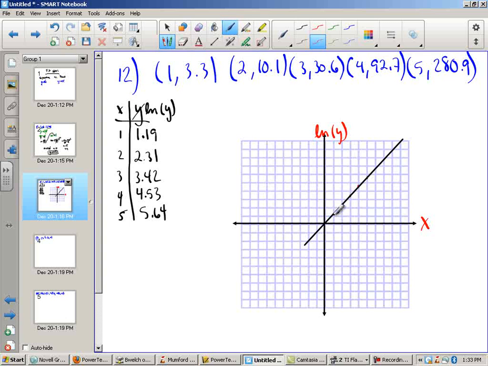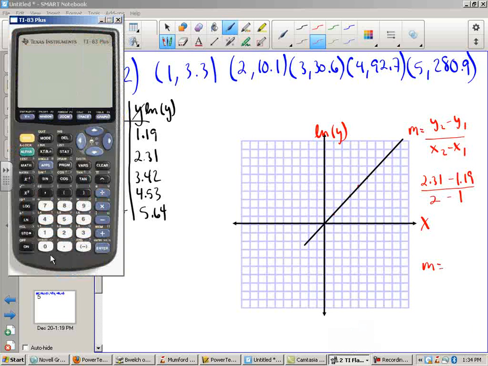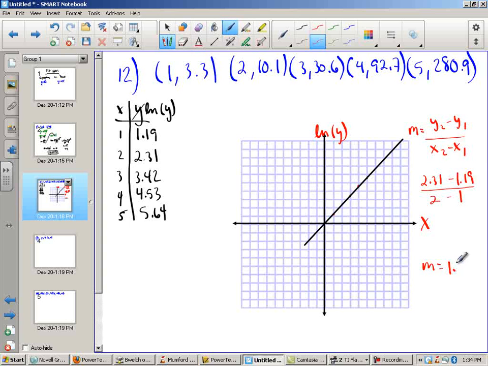And so if we start looking at some stuff, the first thing I want to find is the slope of the line. It's y2 minus y1 over x2 minus x1. And I can really pick any of these points over here, okay? And so I'm just going to take 2.31 minus 1.19 over 2 minus 1. So my slope is 2.31 minus 1.19, and that's 1.12. That's an approximate slope there, okay?